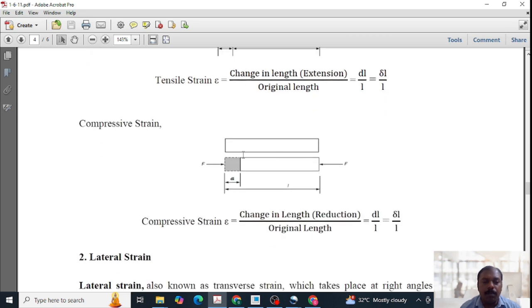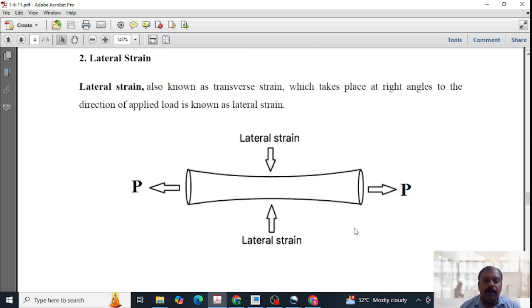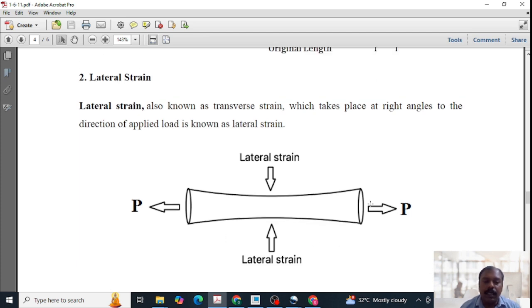When we go for a compressive strain, as we spoke about in compressive stress, if the compressive force is acting on the material, then the material will go for a compression, so that the change in length is a reduction. So change in length by original length, that is del L by L. So this is the compressive strain. And when you go for a lateral strain, these tensile strain and compressive strain act along the longitudinal axis of the material. If it is pulled, there is a strain in the lateral direction which decreases the cross section of the material, and that strain is called lateral strain.